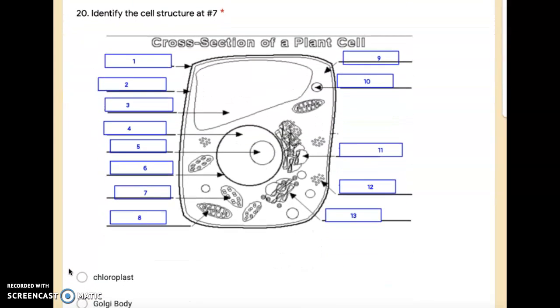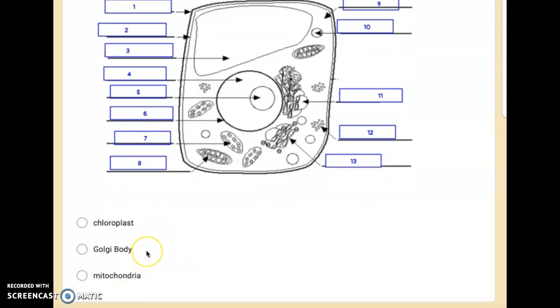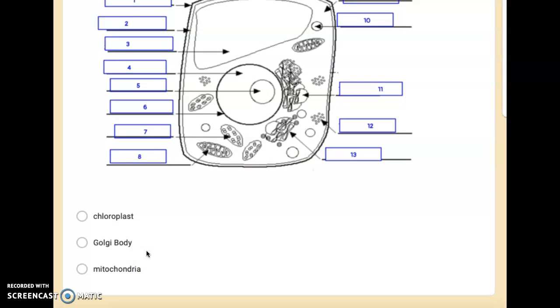And number 20, identify the cell structure at number 7. So it's pointing right here at this cell structure. This organelle is only in plant cells. So is that the chloroplast, Golgi body, or mitochondria?